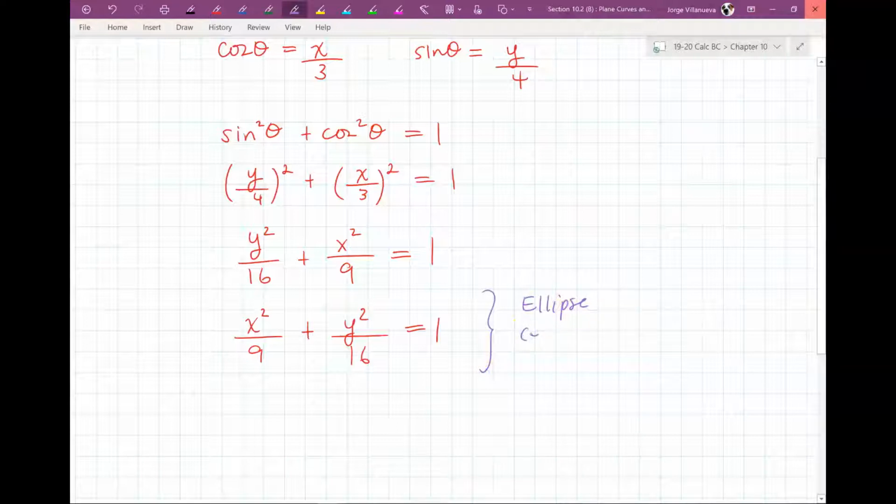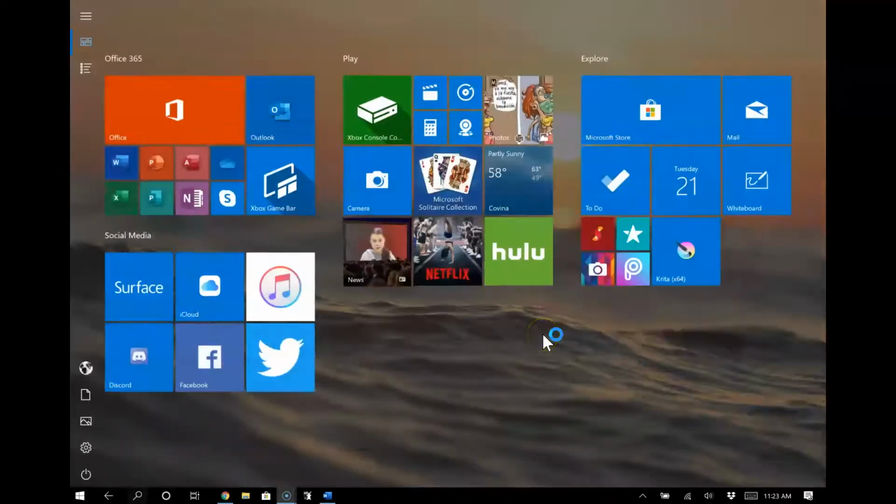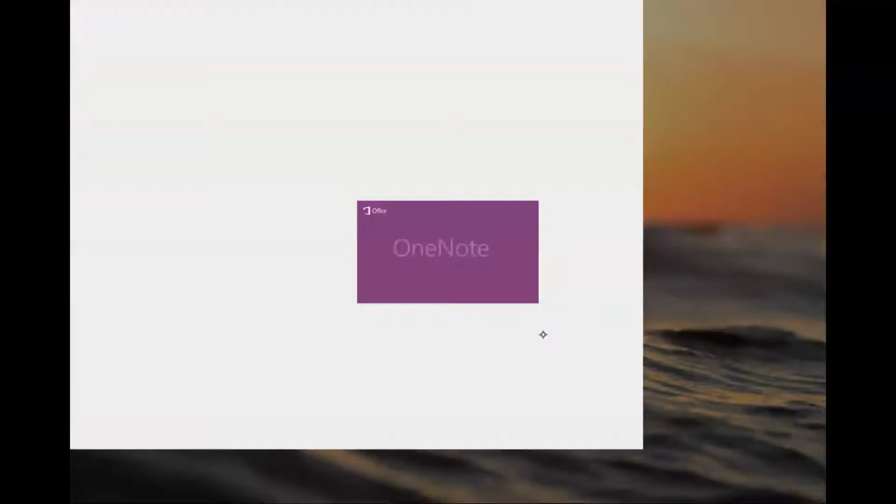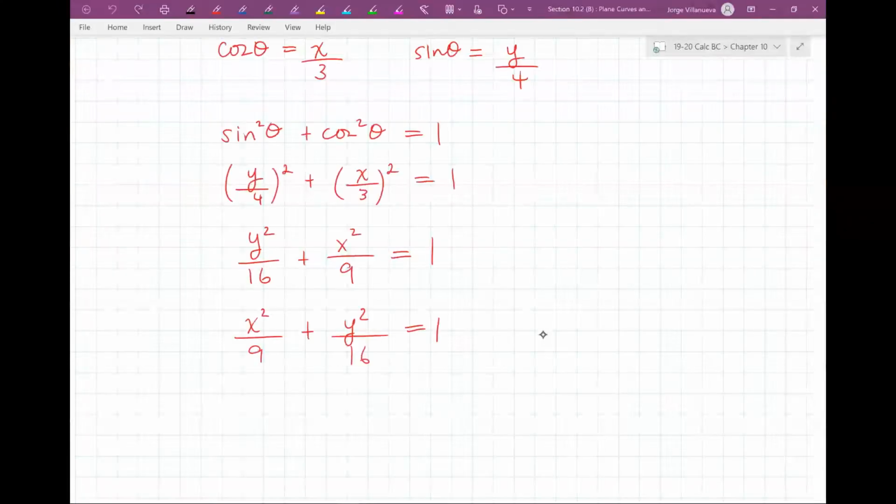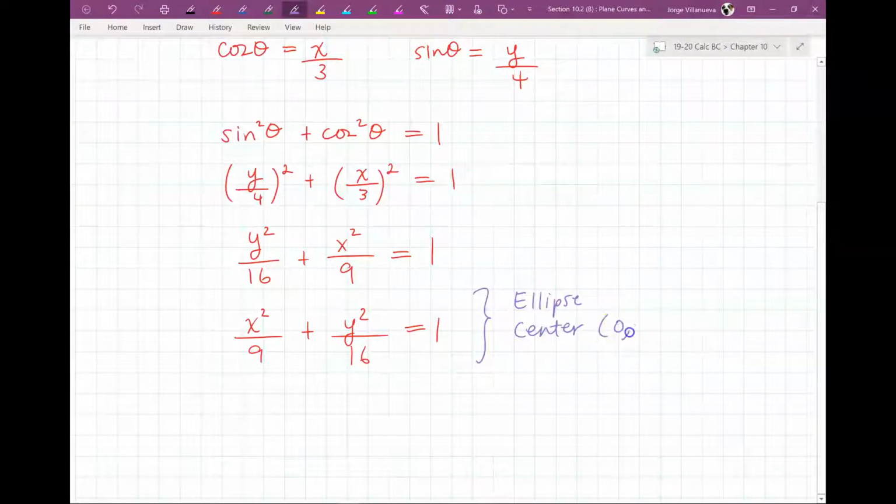An ellipse with center 0, 0, because remember, with an ellipse, you're supposed to have x minus h squared over a squared plus y minus k squared over b squared equals 1.